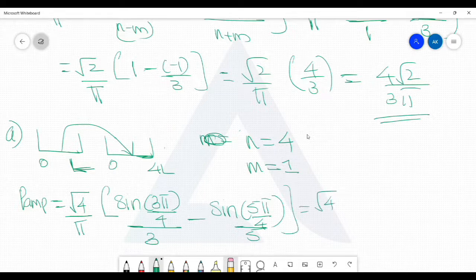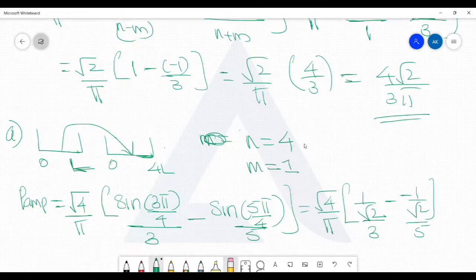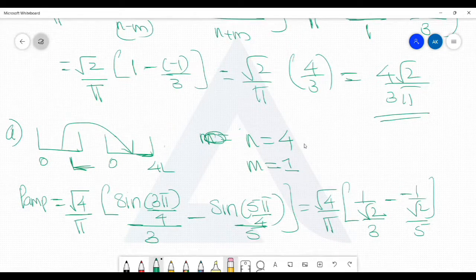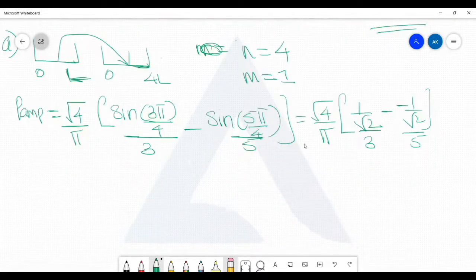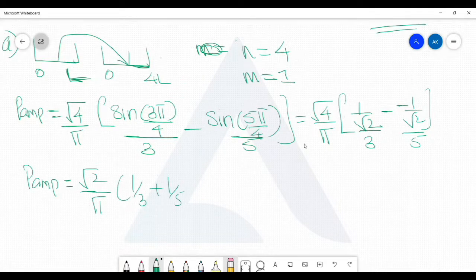It is root 4 by pi. Sine 3 pi by 4, I told you, is 1 by root 2. Sine 5 pi by 4 is minus 1 by root 2. You have a 3 here and a 5 here. If you take the 1 by root 2 out, the probability amplitude is simply root 2 by pi into 1 by 3 plus 1 by 5, which is root 2 by pi into 8 by 15. This is the probability amplitude. Square it to get the probability.